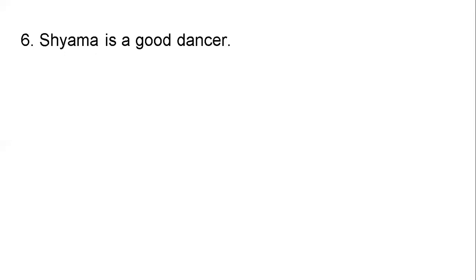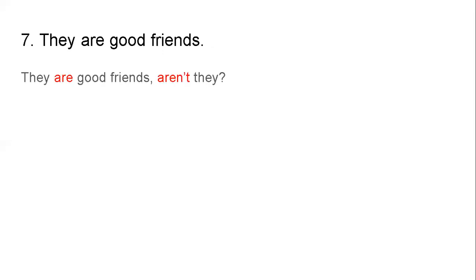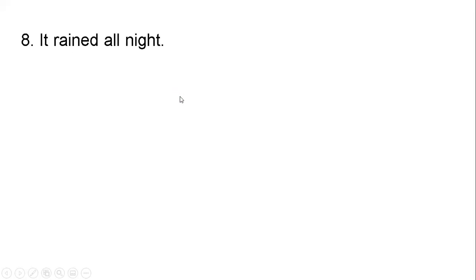The sixth one. Sharma is a good dancer. This is very easy. Everyone should get this right. So, what's your answer? Very easy one. Sharma is a good dancer, isn't she? So, is and isn't. Easy, isn't it? The seventh one, they are good friends. Another very easy one. Got it? Your answer should be they are good friends, aren't they? Because we're using the same verb, are, aren't. Positive, negative. That's all.